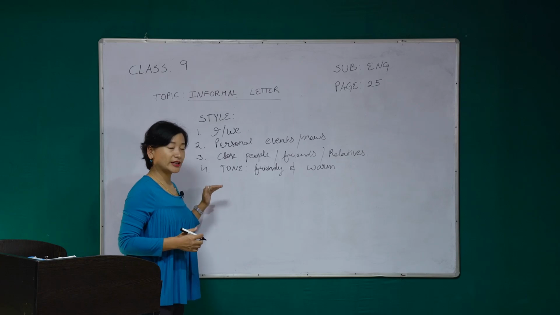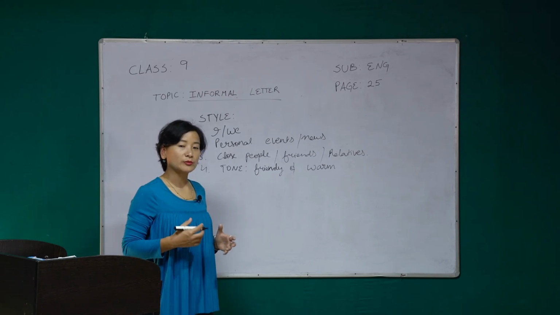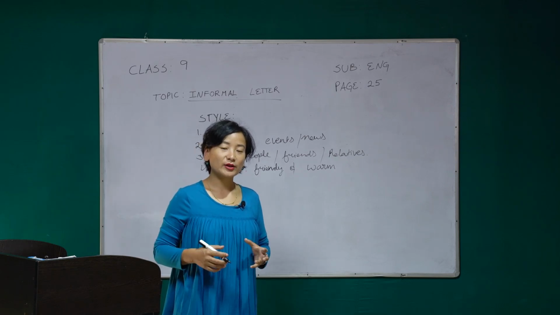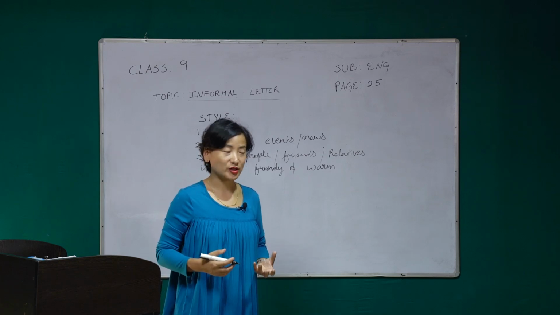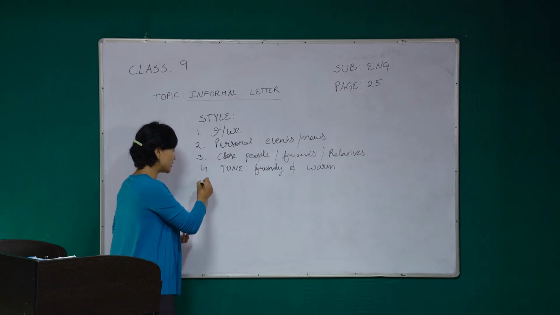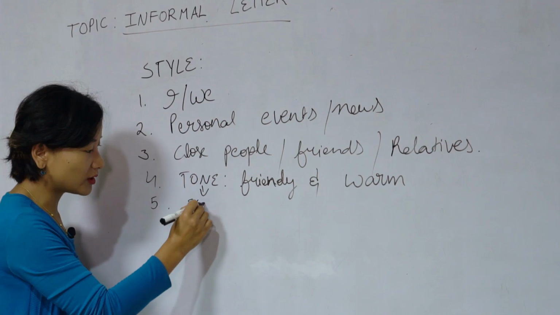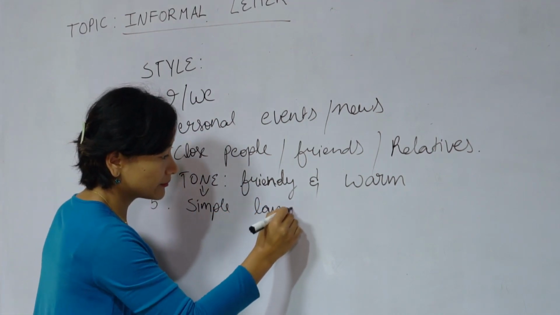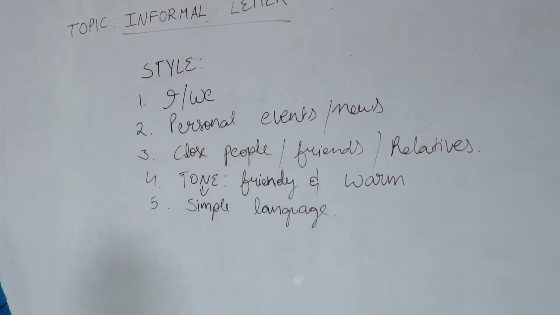Then the tone, that is your language, it should be friendly. It should be friendly and warm, which means it is not very formal language, all right? You can go with friendly, everyday conversation, simple language. So that is another point that you can also try to remember. This tone is more or less the same thing with simple language or vocabulary. So there you have it. That is the style of informal letter.